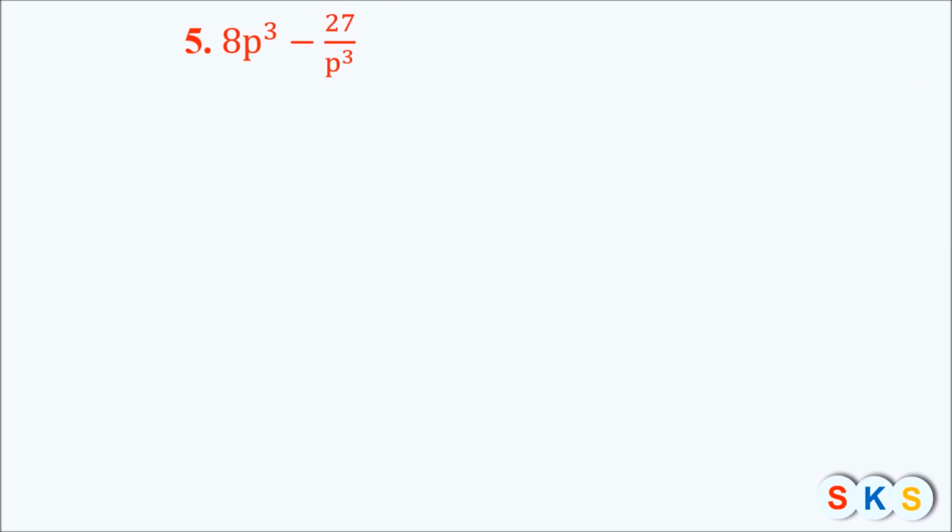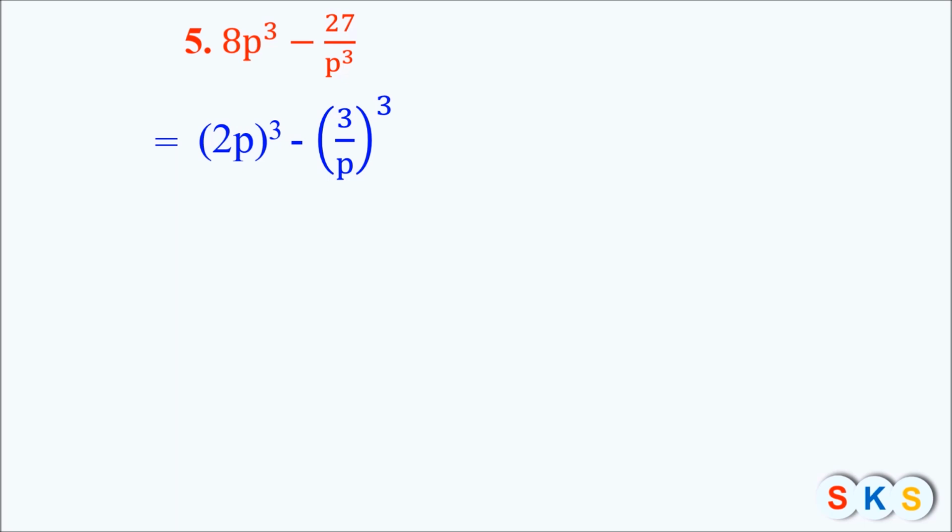Question number 5. 8p raised to 3 minus 27 upon p raised to 3. You can see the first term is 8p raised to 3, which is cube of 2p. And the second term is 27 upon p raised to 3, which is cube of 3 upon p. So first we will write each term as a perfect cube. So 8p raised to 3 can be written as 2p the whole cube, and 27 upon p raised to 3 can be written as 3 upon p the whole cube.